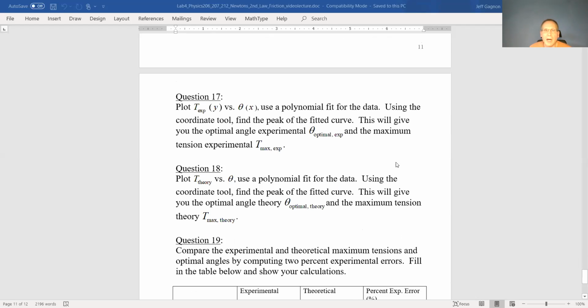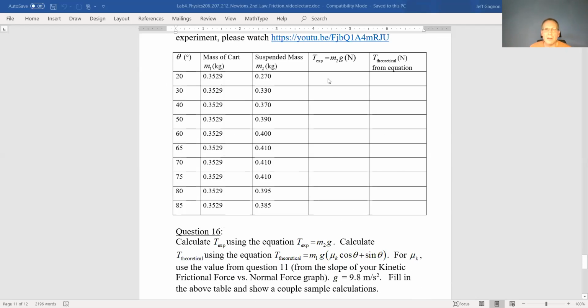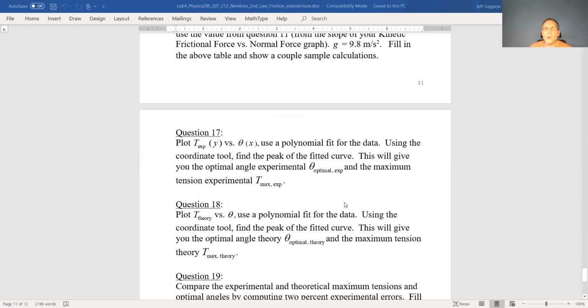is compare, well, actually, you're going to do two plots. You're going to plot T experimental, so tension experimental, on the Y, and angle on the X, okay? And then you want to do a polynomial fit. There'll be some type of curve. And now using the coordinate tool, just like we did in the projectile motion lab, I'll actually jump on Capstone in a second and show you how to do this. You're going to find the peak of the fitted curve, okay?